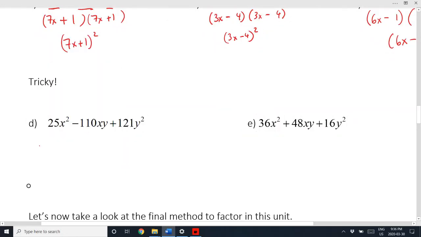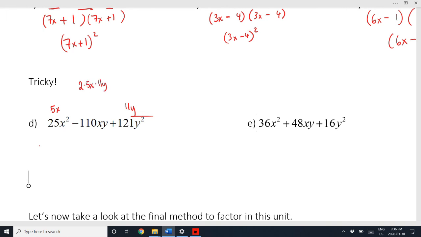Okay, so let's try these trickier ones here. And the way we're going to do it is the exact same way. We just want to see if the A and C terms are actually squared numbers, and they are. We know that 5x squared, I'm just going to write the square root of that on top, which is going to be 5x. And the square root of 121y squared is going to be 11y. And then what we're going to do after that is we're going to see if the middle equals 2 times these numbers. So 2 times 5x times 11y.